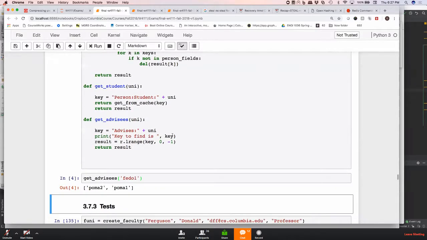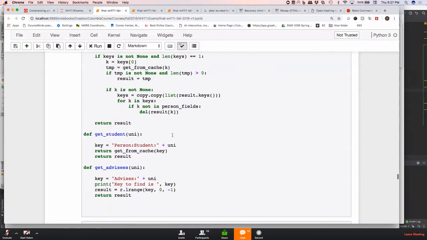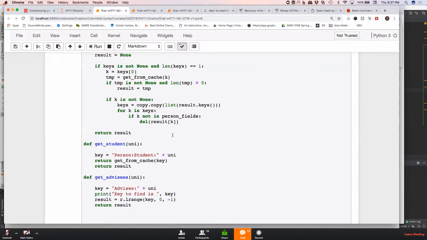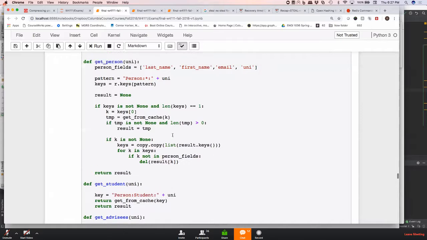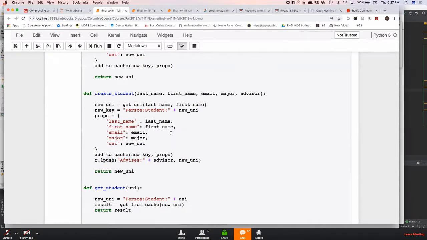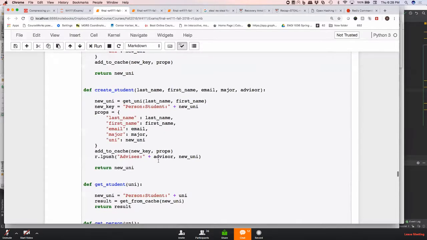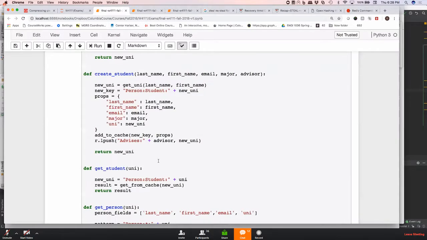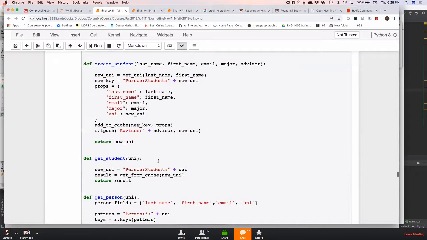Just this one. The reason it's in here is I just did this for the heck of it. But if you notice, when I create a student, I just basically update it here. On the other ones, I actually checked whether or not it existed. But this one, I just did it. So no, you don't need to return it. But anyway, that's the Redis stuff.